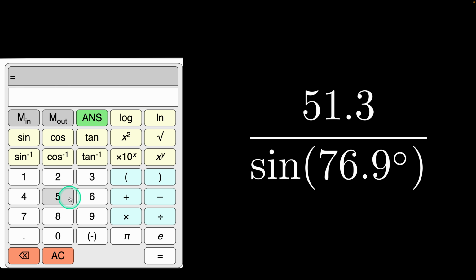Sometimes trigonometric functions are also used in calculations. For example, if we have a number in the numerator, we select the division symbol and sine. The angle for the sine function is 76.9. In this calculator, the decimal separator is a dot, not a comma.